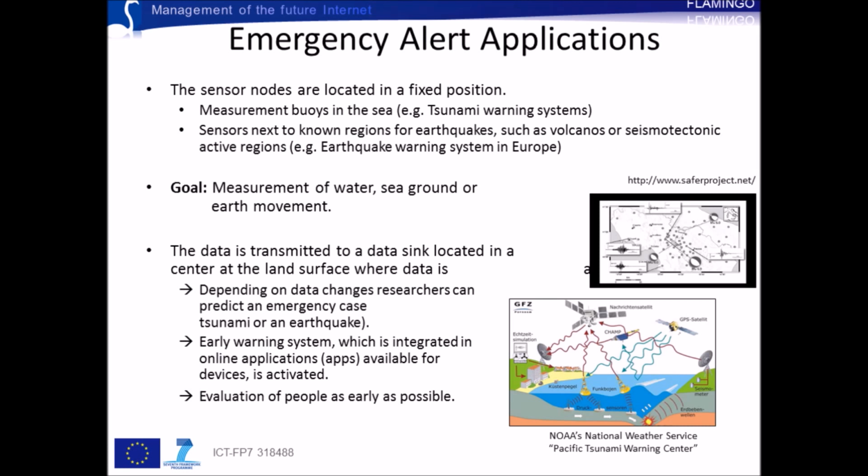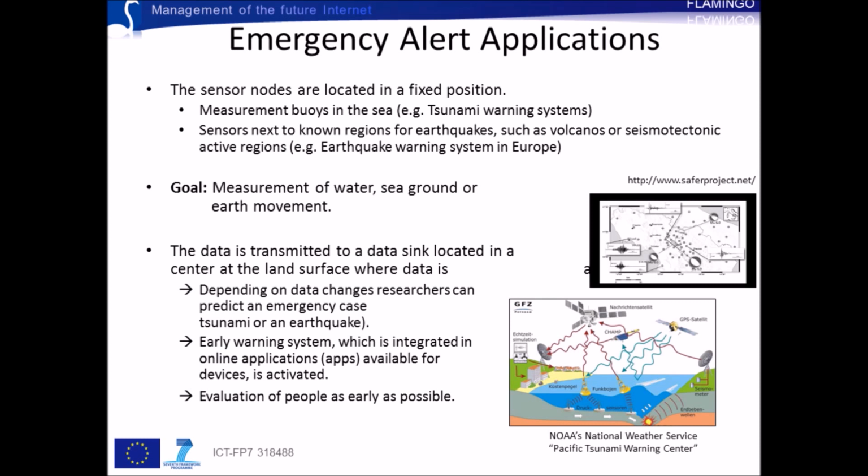Other examples can be found in emergency alert applications. Here the sensor nodes are located in a fixed position. For example, in the measurement buoys at the sea, or sensors next to known regions for earthquakes, such as volcanoes or seismotectonic active regions. The idea is to measure water, sea ground, or earth movement to predict an emergency case.